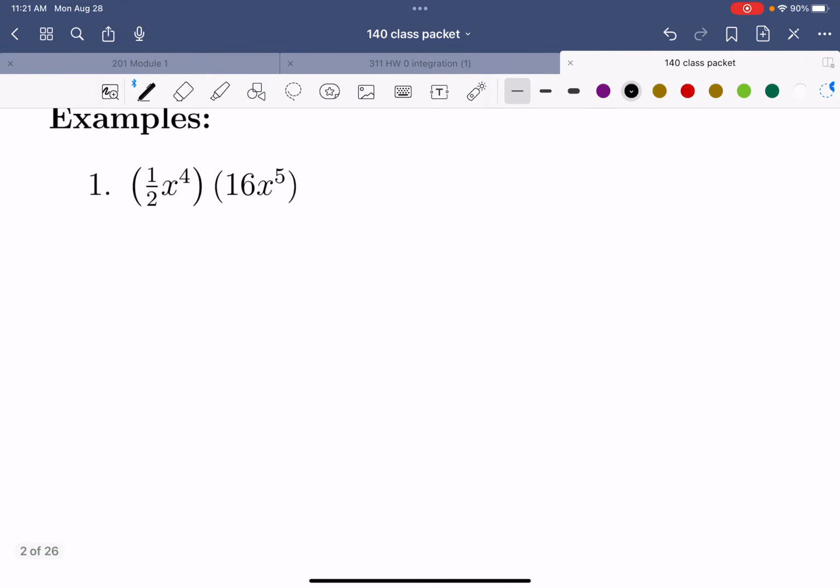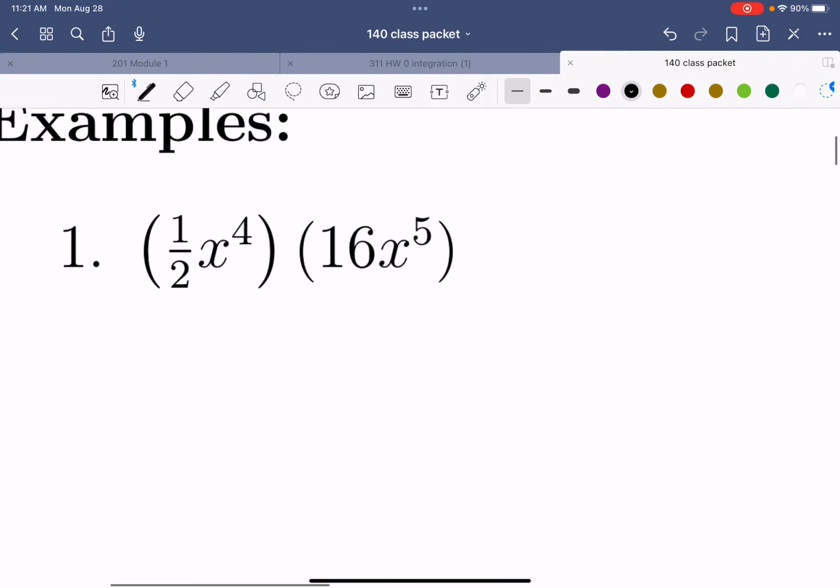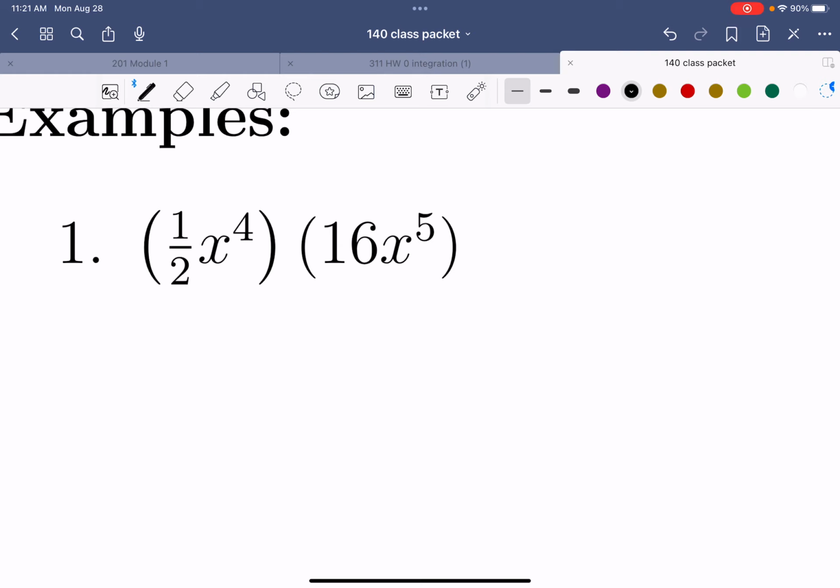So how do we then simplify some expressions? We're multiplying two expressions. We're going to match up the things that are the same. I'm going to look at the number part first. I've got 1/2 times 16, and 1/2 times 16 is going to be 8.